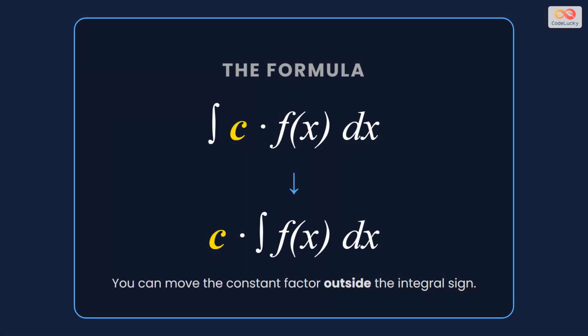Here is the rule itself. If you have an integral of a constant, c, multiplied by a function of x, you are allowed to move that constant, c, to the outside of the integral symbol. This effectively means you only need to worry about integrating the function itself, and then multiply the result by the constant afterwards.